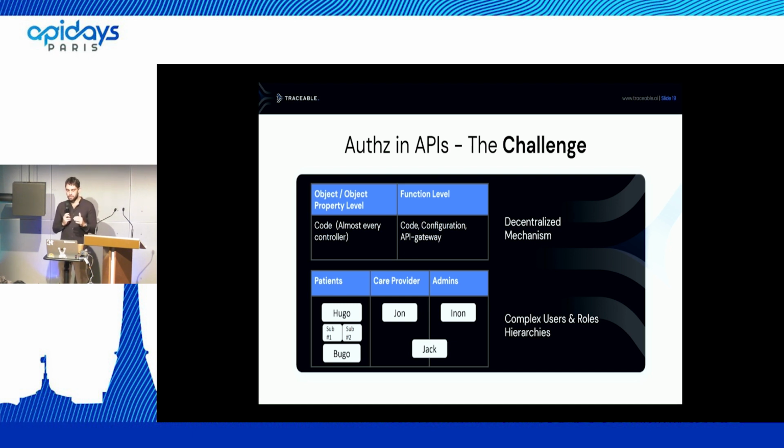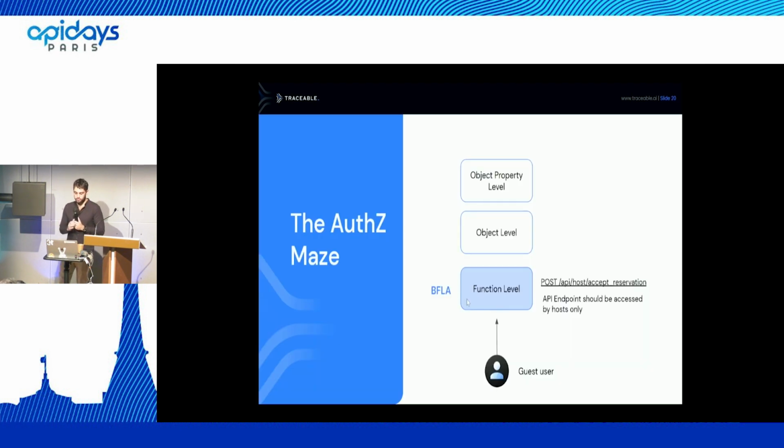The second reason is that you have more complex hierarchies and roles when it comes to modern applications. For example, if we talk about some health provider application, you can see that they have different groups of users. They have patients, care providers, and admins, and then you might find kind of weird patterns, like one user that has two sub-users, or one user that belongs to 2 different groups, like Jack here.